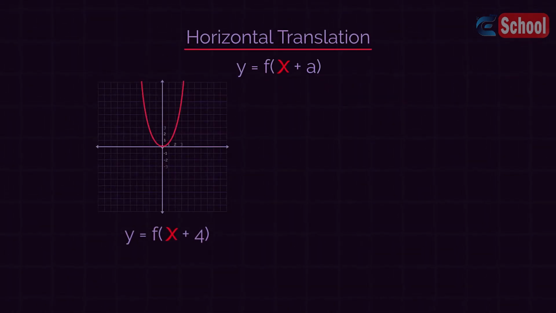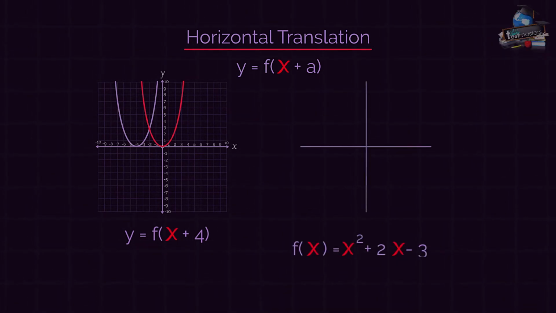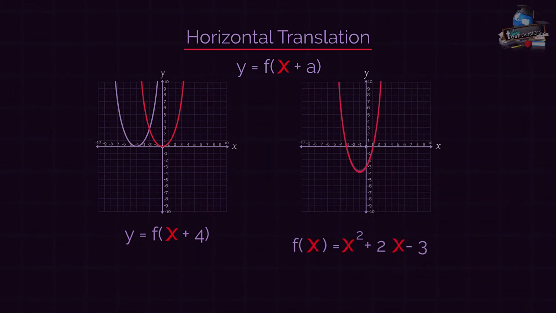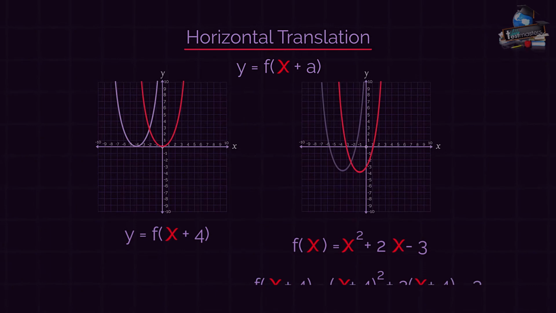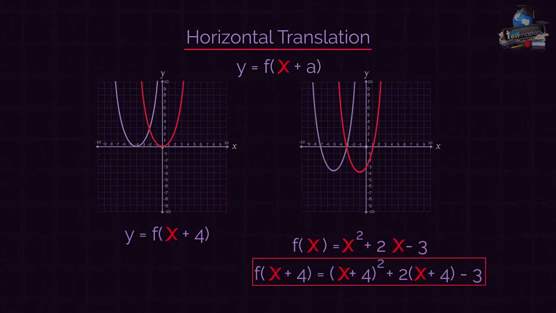For horizontal translations, we add the number just to the x. So the +4 just goes to the x. If we had a function with this equation, to shift the curve to the left 4, we would add 4 to every x in the equation. The horizontal translations just have one little extra detail to remember.